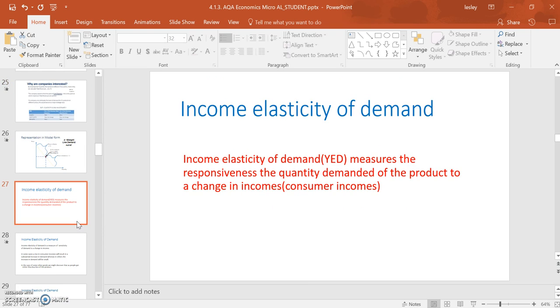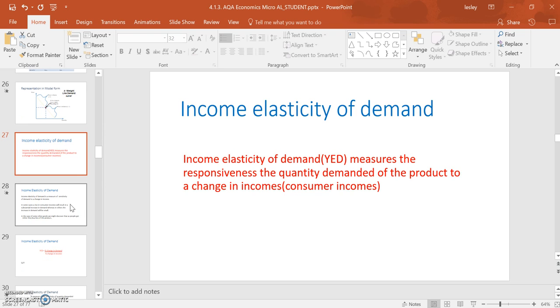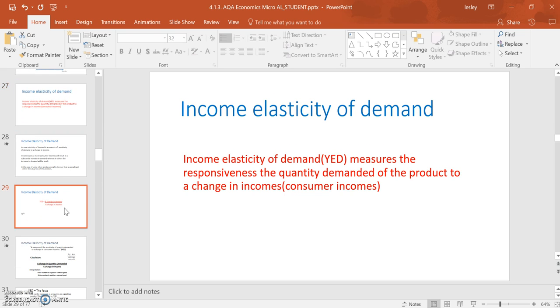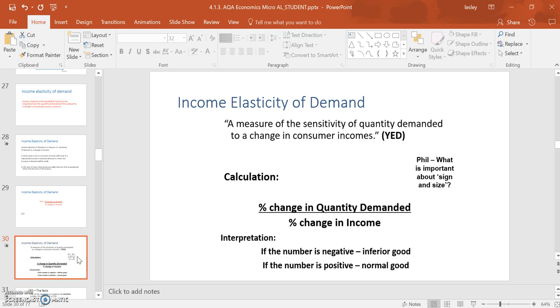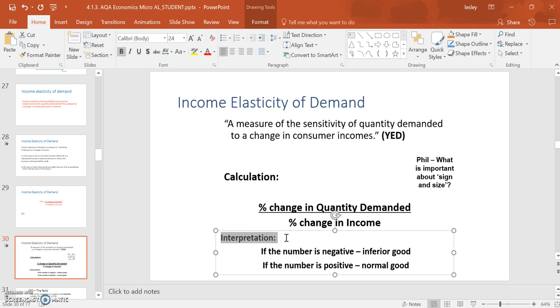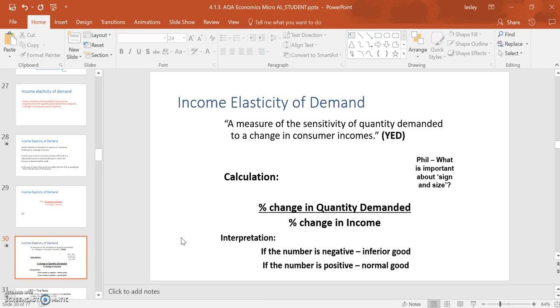Then we've got income elasticity of demand. We've got the usual stuff with the definition. We've got again the calculation, and we've got a little bit about the interpretation down here. Very important. And the thing here to remember is sign and size. So what is the sign? Is it negative? Is it positive, the number? That tells you whether it's inferior or normal. And how big is the number? That will tell you whether it's elastic or inelastic.